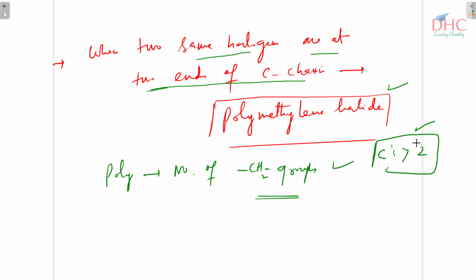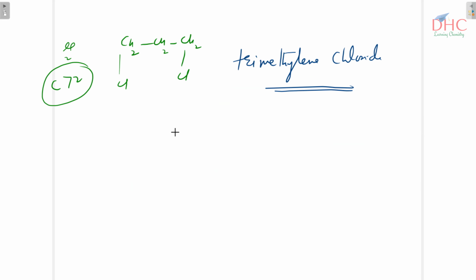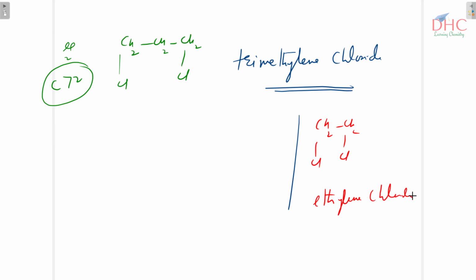So carbons must be greater than 2. If the carbons are just 2, that is CH2 single bond CH2 with Cl, so ये विसिनल ही बनेगा, तो इसका नाम वही आएगा, that is ethylene chloride instead of dimethylene chloride. So this is not applicable here, because यहाँ पे मैंने बोल दिया आपको carbons must be greater than 2, तब आपका ये polymethylene halide वाला concept आएगा.